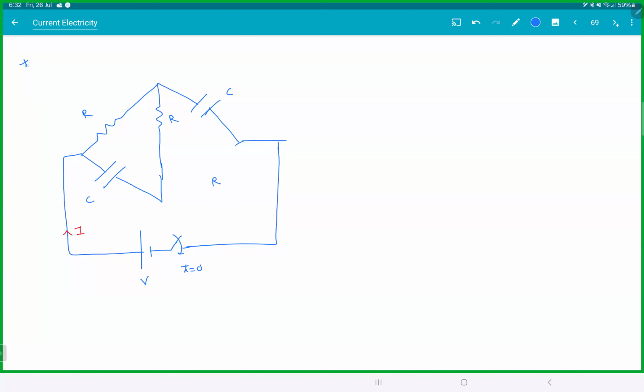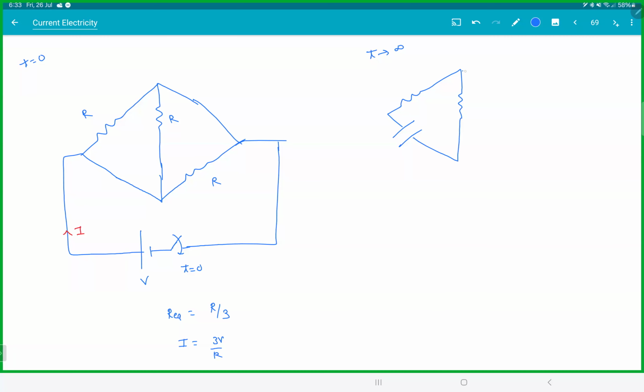So at T0, the capacitors become wires. Basically, all are in parallel. R equivalent is R by 3. Current is 3V by R. At T infinity, don't remove the capacitors, keep them because you will not get charged then. Just say current is not flowing in them.